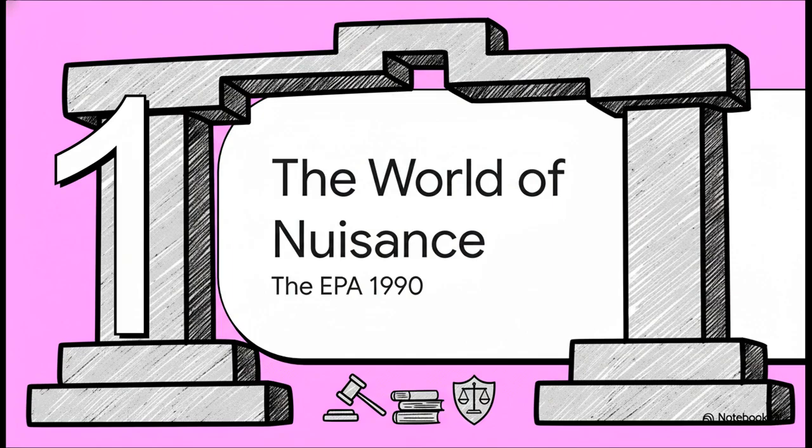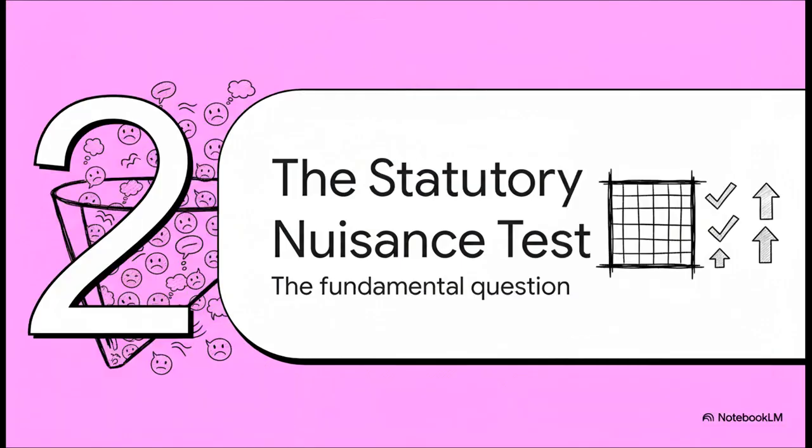Now, you know there are a few different types of nuisance in law, but for us, the one that matters, our bread and butter, is statutory nuisance. It's all laid out for us in Part 3 of the Environmental Protection Act 1990. This right here, this is the foundation for everything you do.